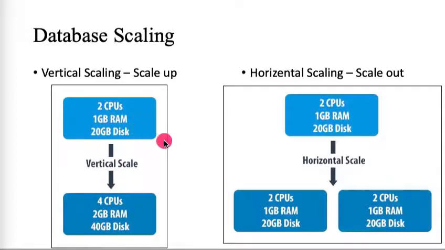Then we have horizontal scaling. In horizontal scaling, as the image depicts, we scale the server horizontally by adding more machines. It divides the dataset and distributes the data over multiple servers or shards. This is also known as sharding. Each shard is an independent database.